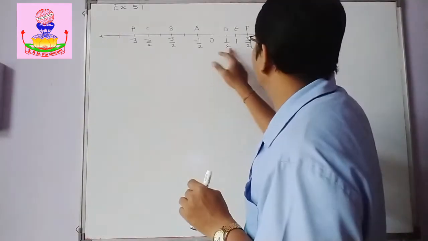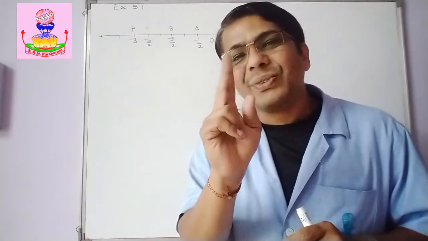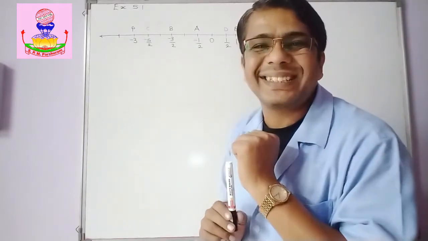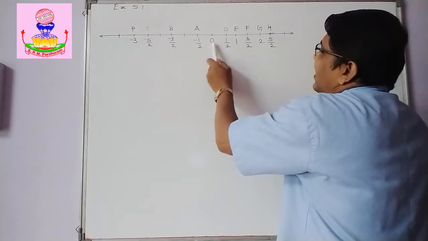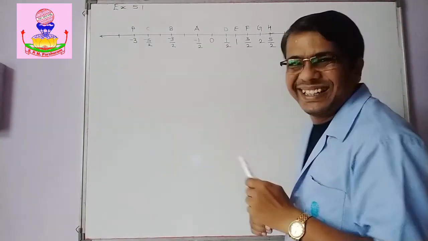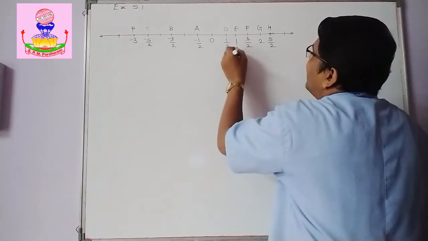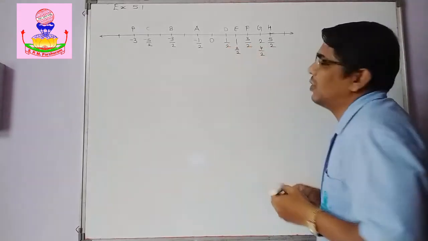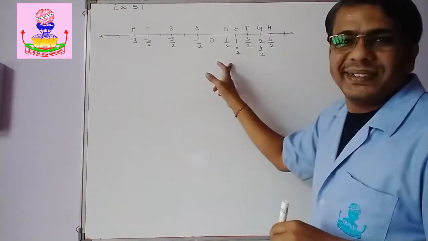And if you see the denominators here, they are all 2. So that means each unit distance is divided into 2 equal parts. So let us see how. See here. 0, half, 1. Do you get it? So this is 1 upon 2, this is 2 upon 2, this is 3 upon 2, this is 4 upon 2. 4 upon 2 means 2. Right? So I think you got here.